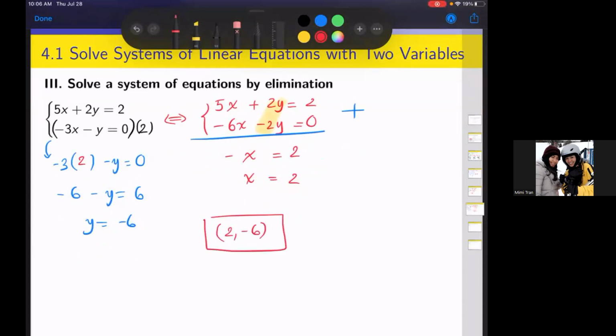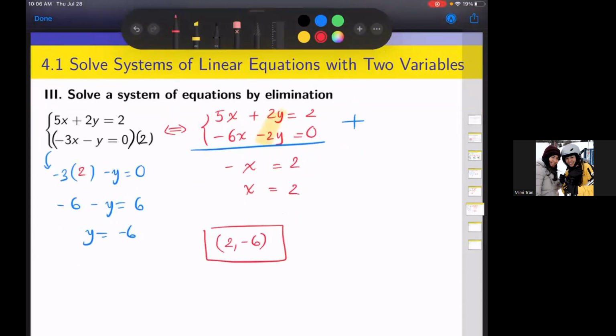If you want to check your solution, all you do is plug them back into both of the equations. You have to do both. And if they equal 2 and then equal 0, then you're okay. Okay, so let me see. If it equals 0 and 2. X is 2, y is -6. 10.